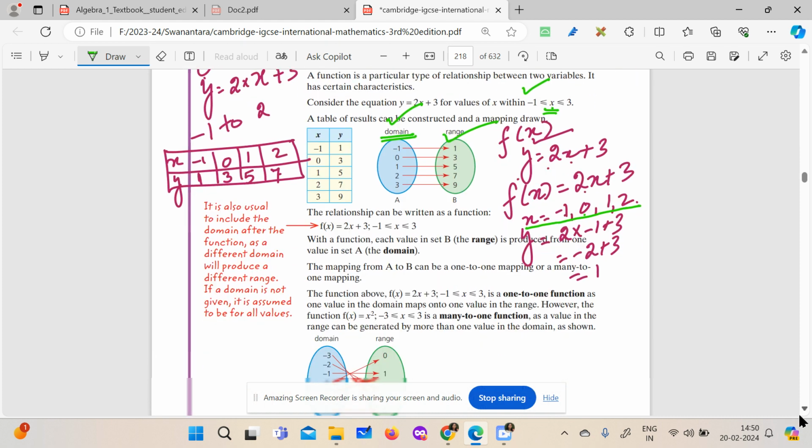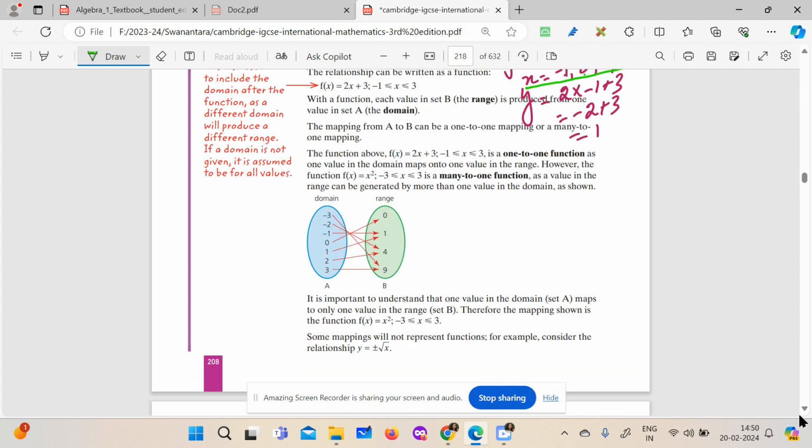Okay, very good. So we have many types of functions. For example, we can have a one to one function, then you have many to one functions. A one to one function means that each number in the domain will have one value in the range.